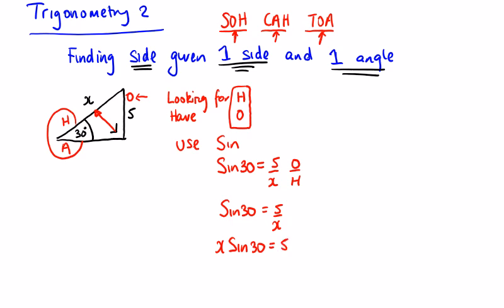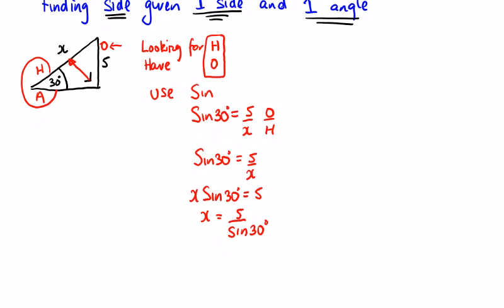Now, I want x on its own, so now I have to divide both sides by sine 30, so I'm going to get x is equal to 5 divided by sine 30. Now, you can type this straight into your calculator. You don't need to simplify it early in the question, because if it was the sine of 31, it would be a decimal. The sine of 30 is equal to a half that we saw in trigonometry 1. So if you type this into your calculator, you're going to get x is equal to 10.